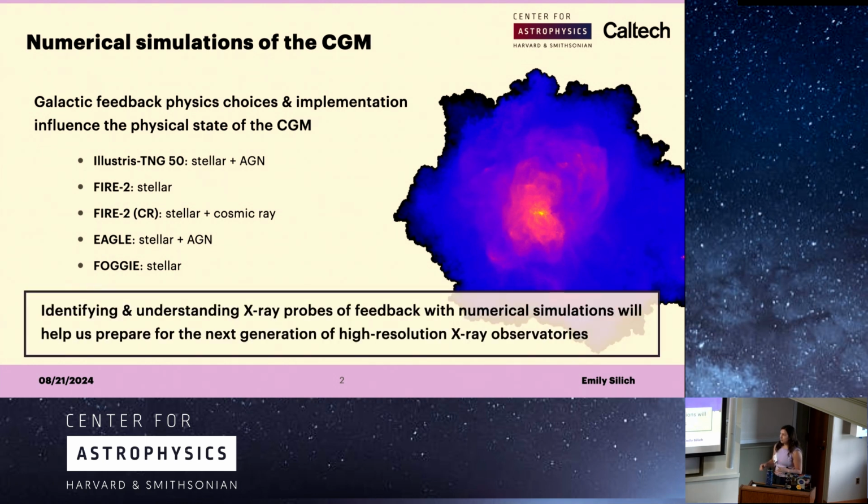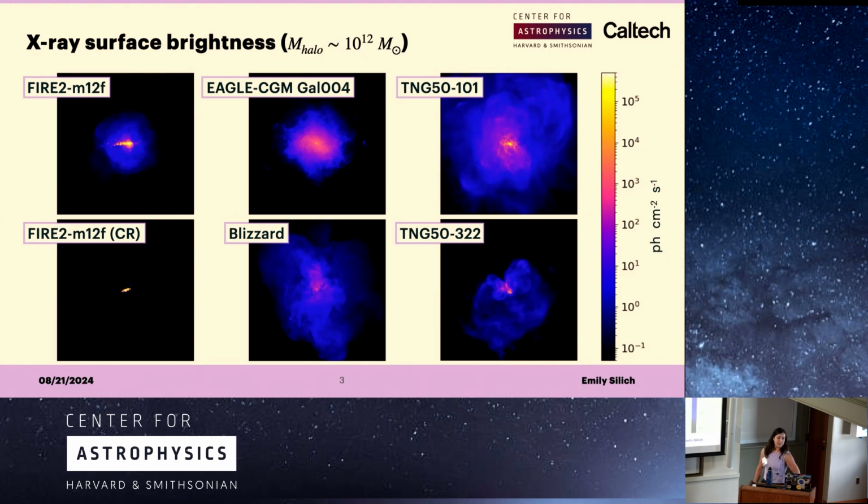Yeah, and so the goal is to both identify and begin to understand how these different X-ray probes of feedback, as exhibited by numerical simulations, can help us prepare for the design of the next generation of high-resolution X-ray observatories, particularly those with microcalorimeter spectral resolutions. And so the first obvious X-ray probe that we can use for this is the X-ray surface brightness.